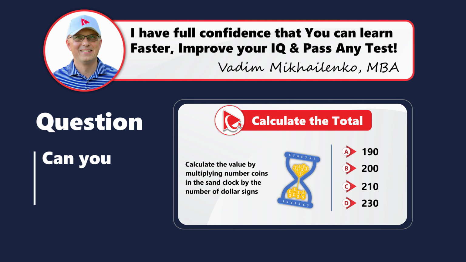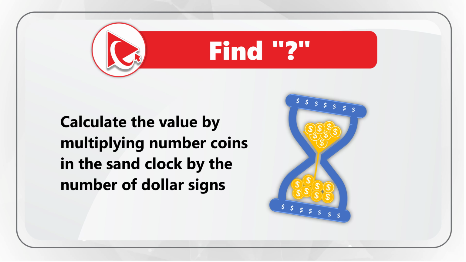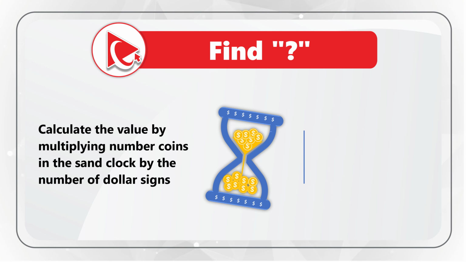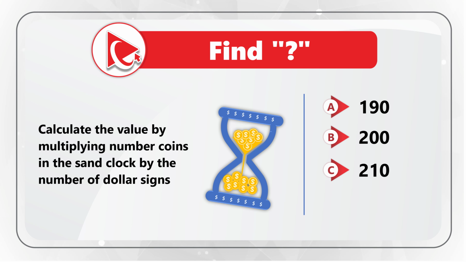Here's an amazing question to test your math skills. You need to calculate the value by multiplying the number of coins in the cent clock by the number of dollar signs at the top and at the bottom. And the calculation should be one of four possible choices. Choice A, 190. Choice B, 200. Choice C, 210. And choice D, 230.